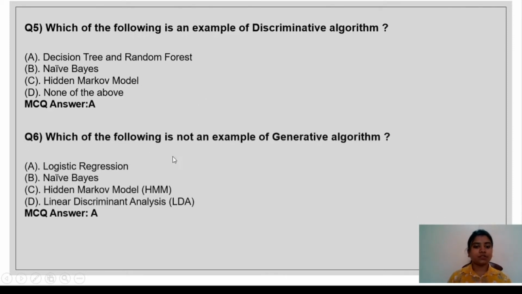Now next question, which of the following is not an example of a generative algorithm? Question is asked for not an example. So the first option is logistic regression, second is naive Bayes, third is hidden Markov model, and D is linear discriminant analysis. So logistic regression is an example of a discriminative algorithm, and all the others are examples of generative algorithms. So here the answer is A, that is logistic regression is not an example of a generative algorithm.